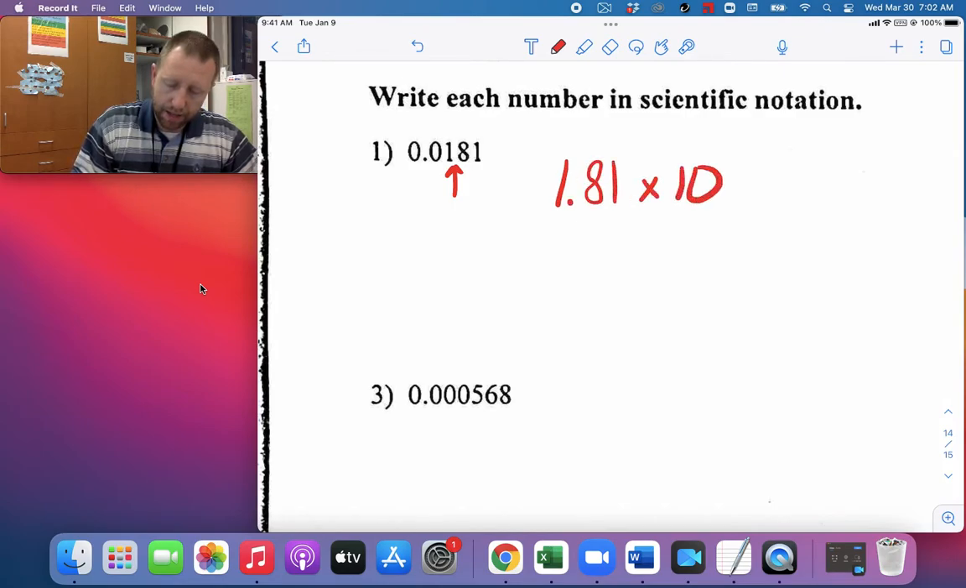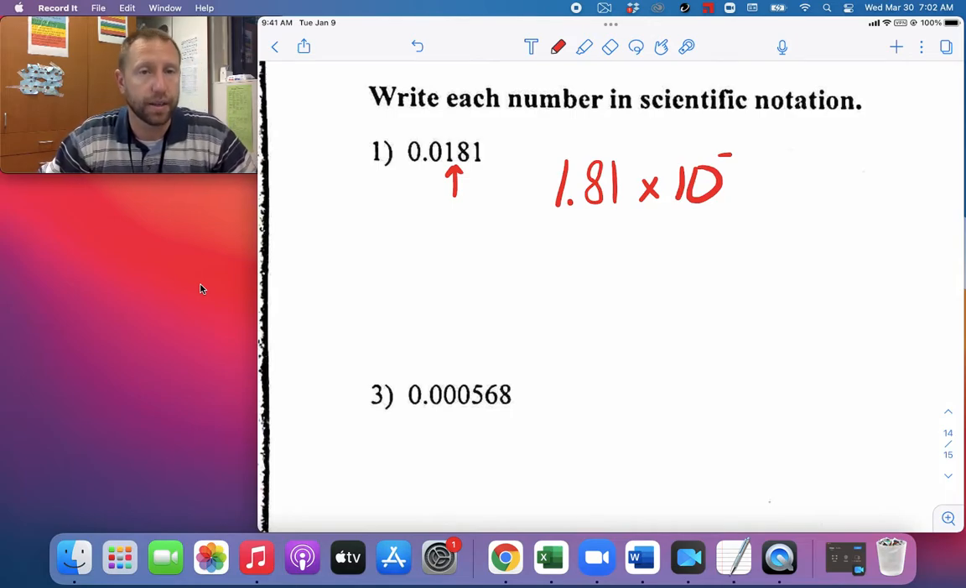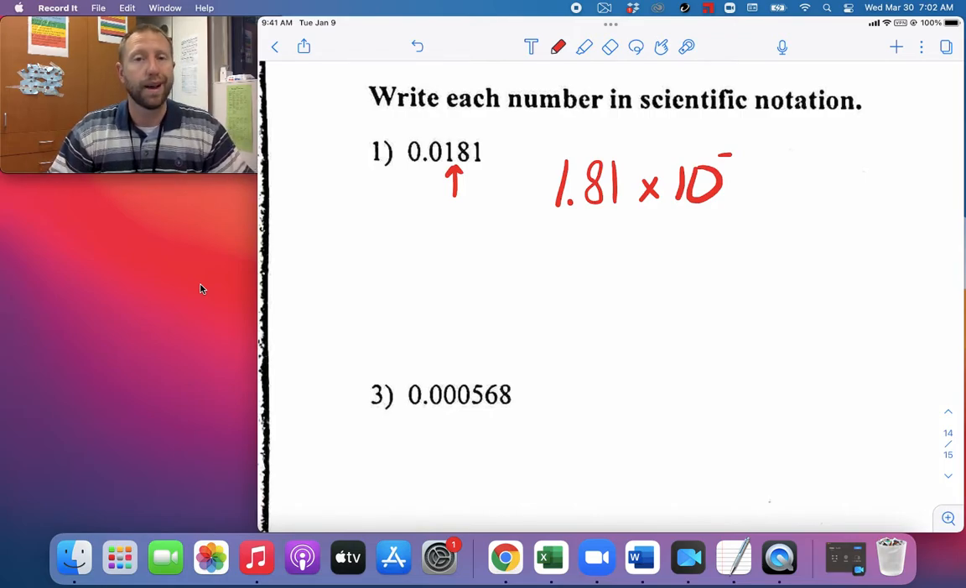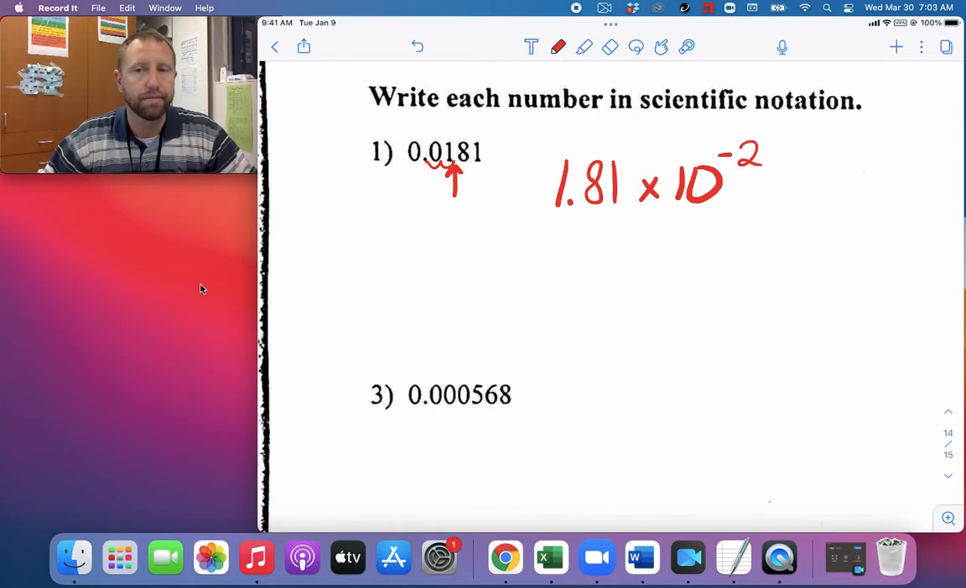times 10 to the, and again, I said my exponent for sure is going to be negative because this number in standard form is smaller than 1. But negative what? Well, how many places did I move the decimal? Do my very technical term of swoops. 1, 2. It took me 2 swoops to get there, so I moved it 2 decimal places. My exponent is a 2.